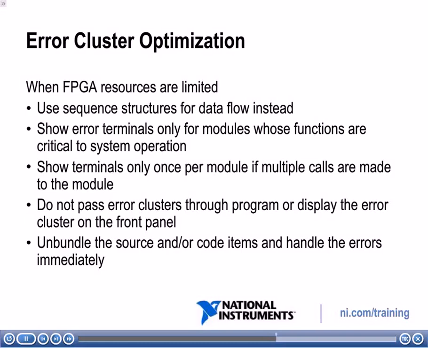Instead of passing the error cluster all the way through your program, one way you can save space is to handle the error right where it occurs. For example, if you have an IO node where you're monitoring the errors, you can unbundle the error wire right there, take a look at those items, and handle that error immediately instead of having to pass that error all the way through your program. That way you fix the error immediately and you don't have to use extra resources passing that error all across your program.